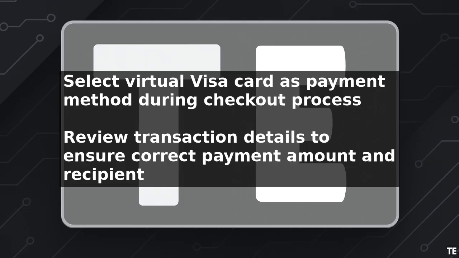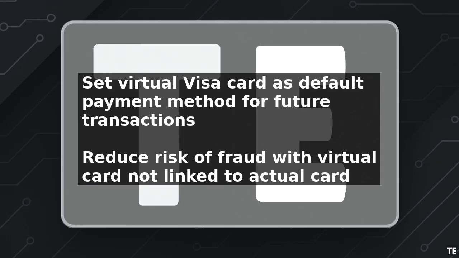It is also important to note that you can set the virtual Visa card as the default payment method for future transactions. To do this, go to your PayPal wallet and click on the card you want to set as default. Then click on the Set as Default Payment Method option.